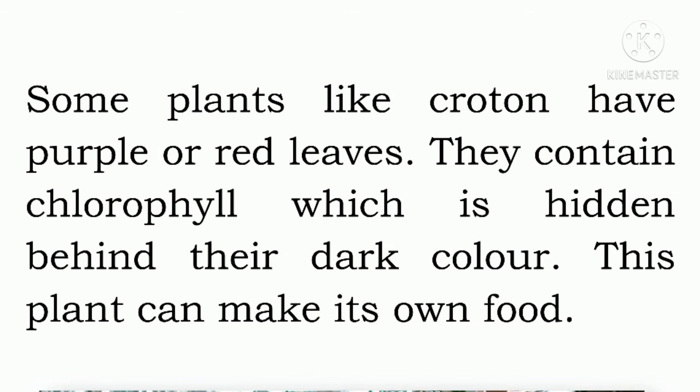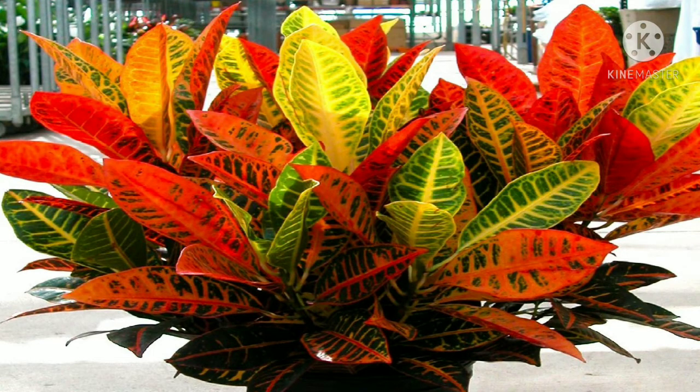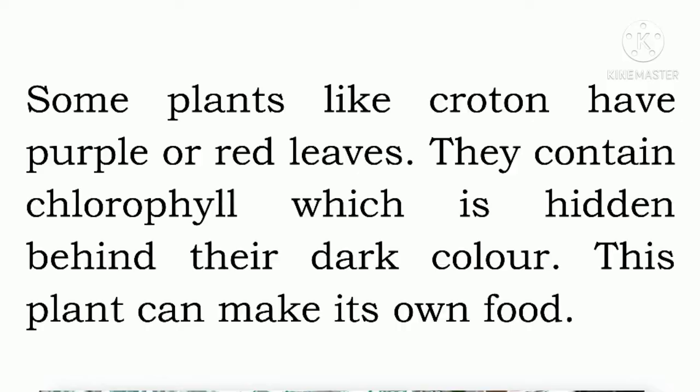Some plants like croton have purple or red leaves. They contain chlorophyll which is hidden behind their dark color. See in this picture, it is croton. Here the leaves are red. The red color leaves hide the green color present in the leaf. Since the chlorophyll is present in their leaves, they can prepare their own food.